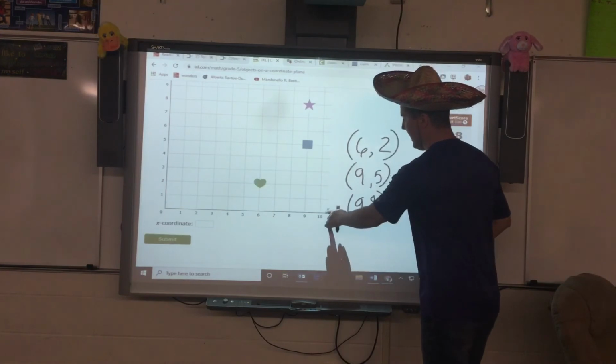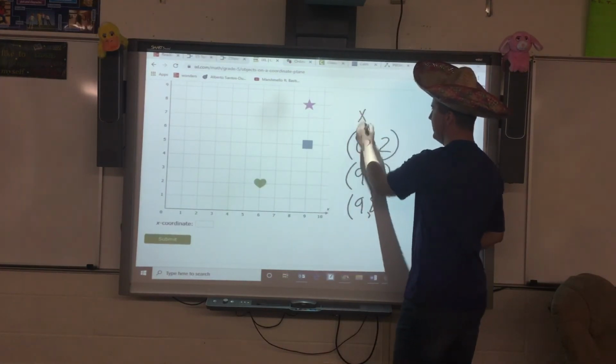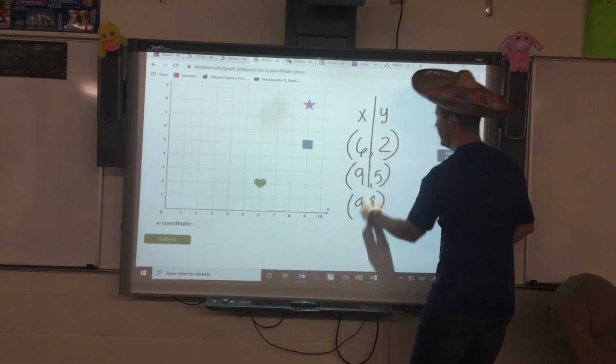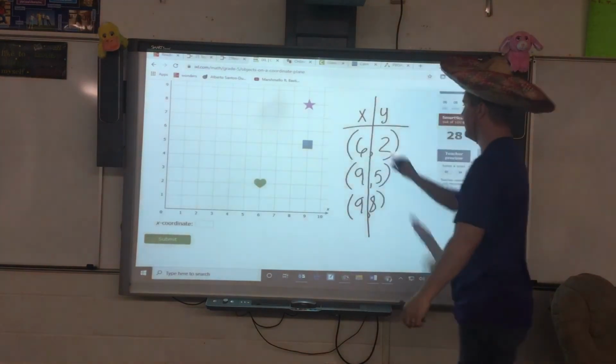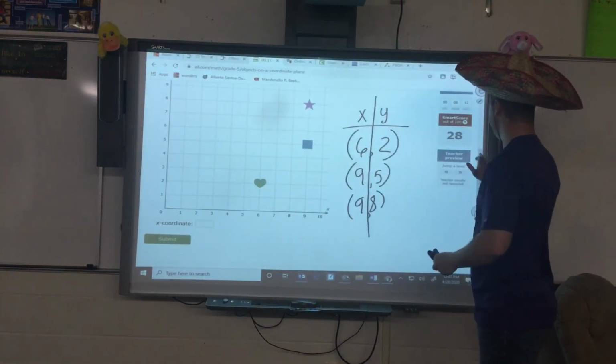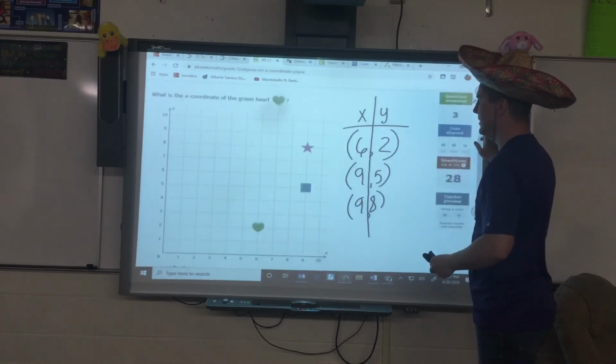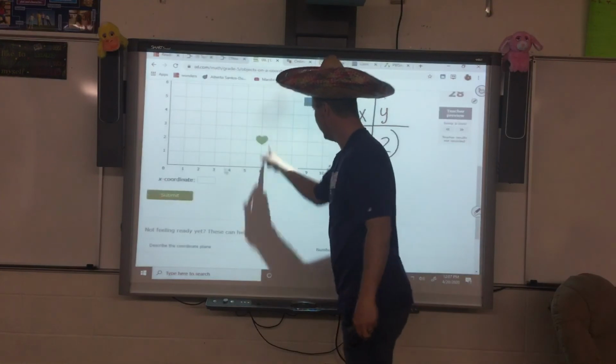Now, remember, X's are always your first one. Your Y coordinates are always the second one. And sometimes you'll see it in a graph, kind of like this, 6, 2. And then when we were graphing inequalities, you had done this before. So the X coordinate of the heart would be 6.